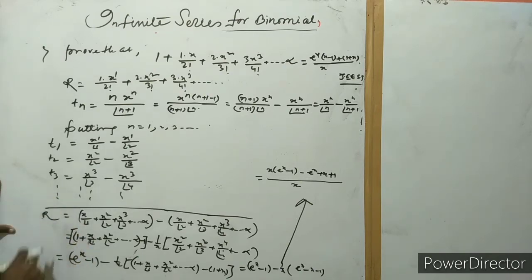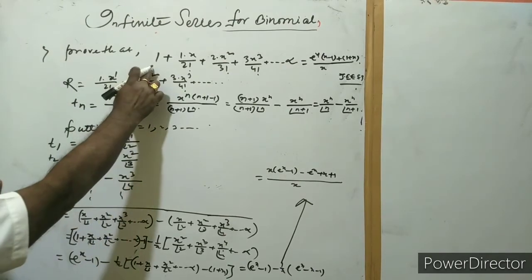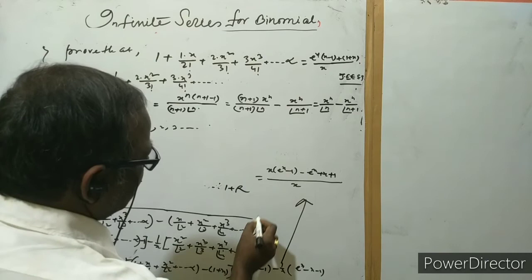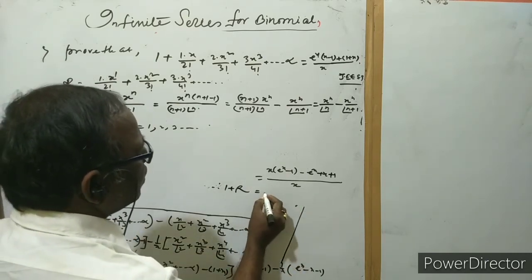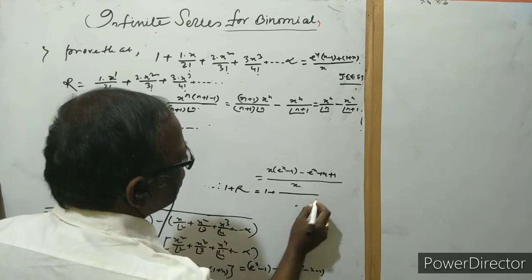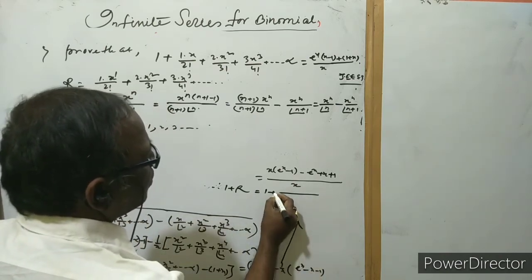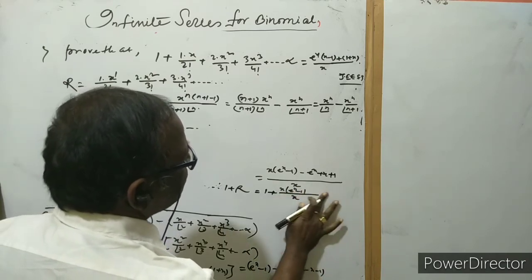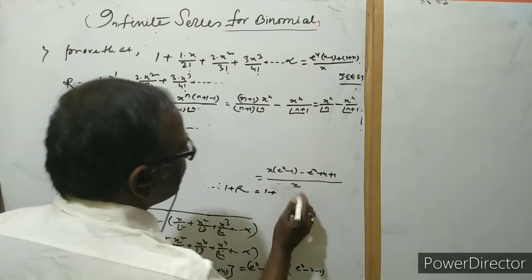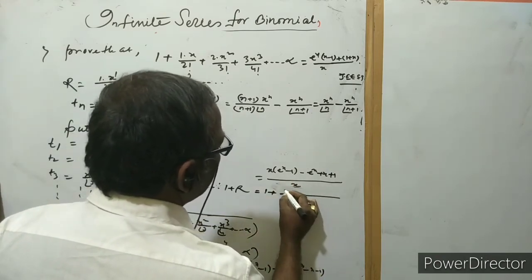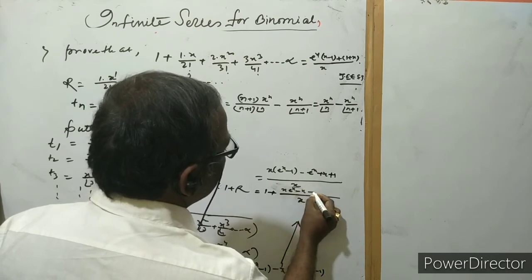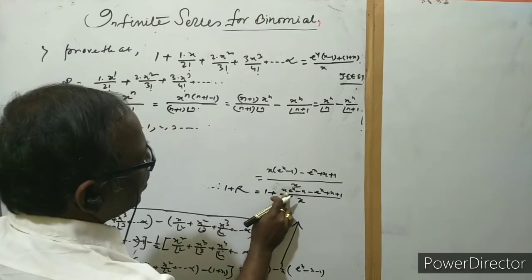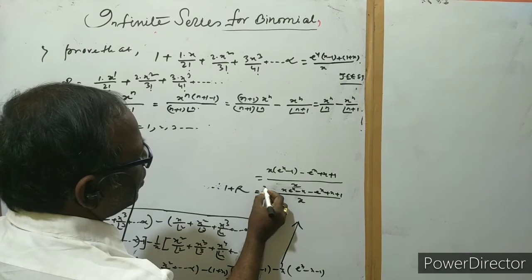Okay, and this is your result for R, but the series is here 1 plus something. So therefore 1 plus R is equal to 1 plus, okay, 1 plus x by x into e to the power x minus 1. x into e to the power x minus x minus e to the power x plus x plus 1, and take LCM, then you get here x plus this.